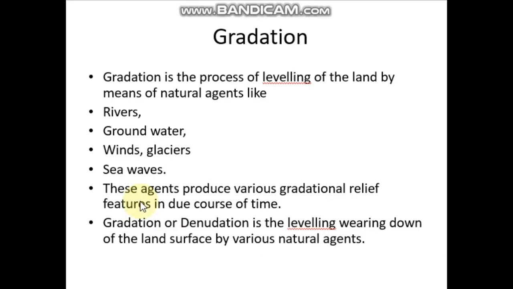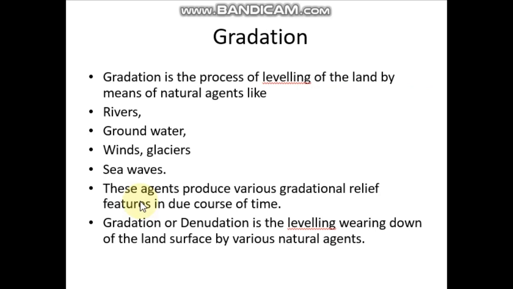Next one is gradation. Gradation is the process of leveling of land by means of natural agents. Which are the natural agents? Rivers, groundwater, wind, glaciers, sea waves, etc. These are the natural agents. Due to these natural agents, what happens?